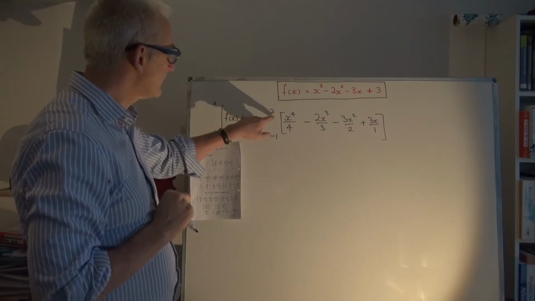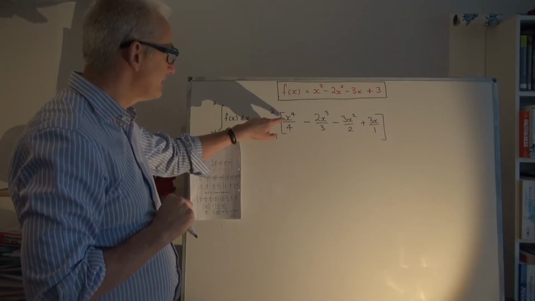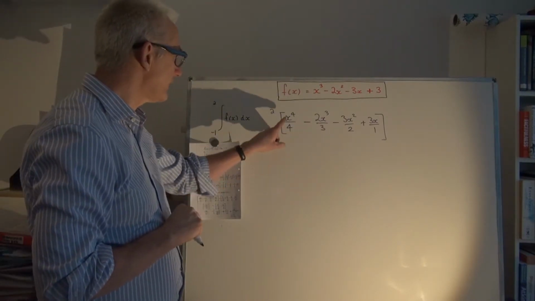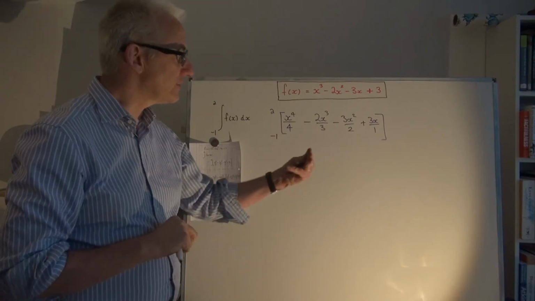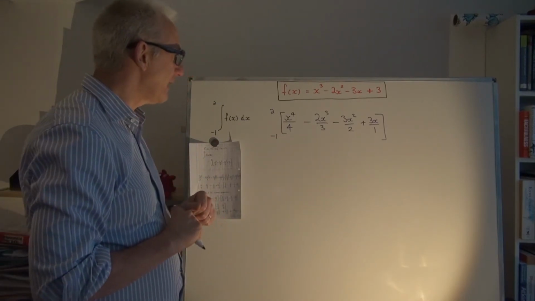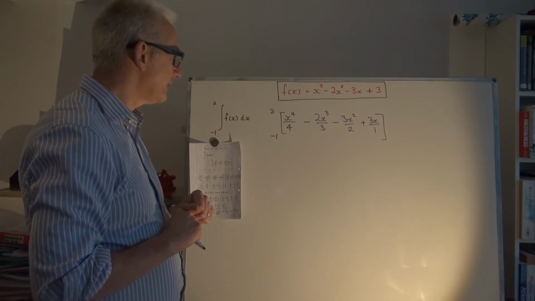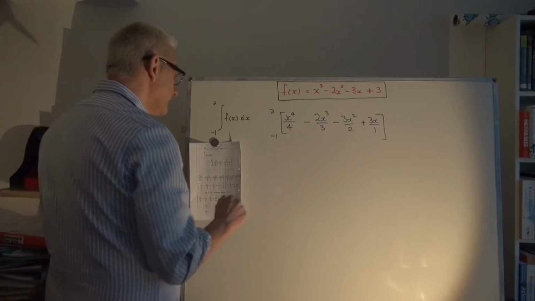Our next step is to place 2 as x for the upper bound antiderivative, and then minus 1 as x for the lower bound antiderivative. Then we're going to subtract the area of the lower bound from the area of the upper bound to find our answer. So let's do that then.